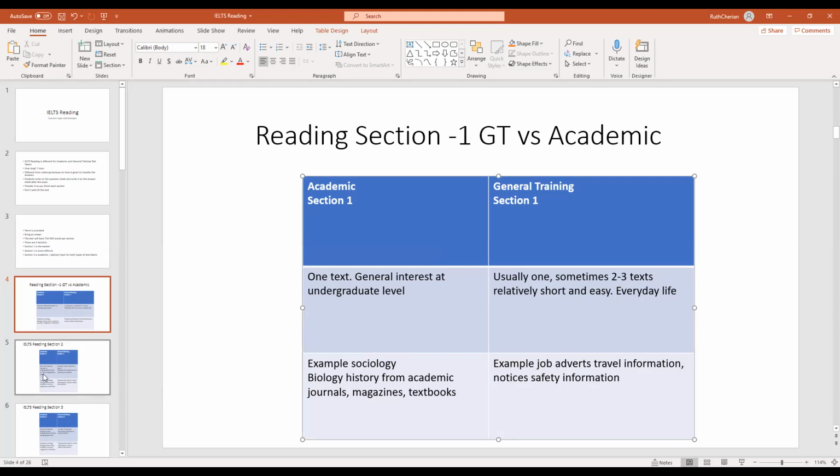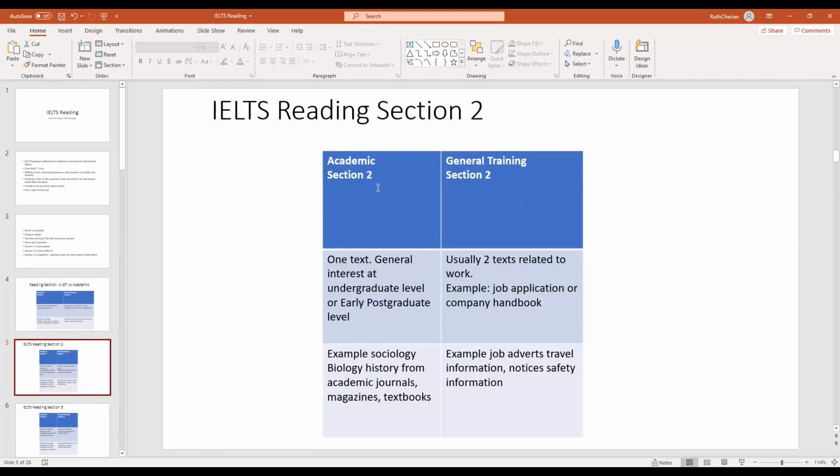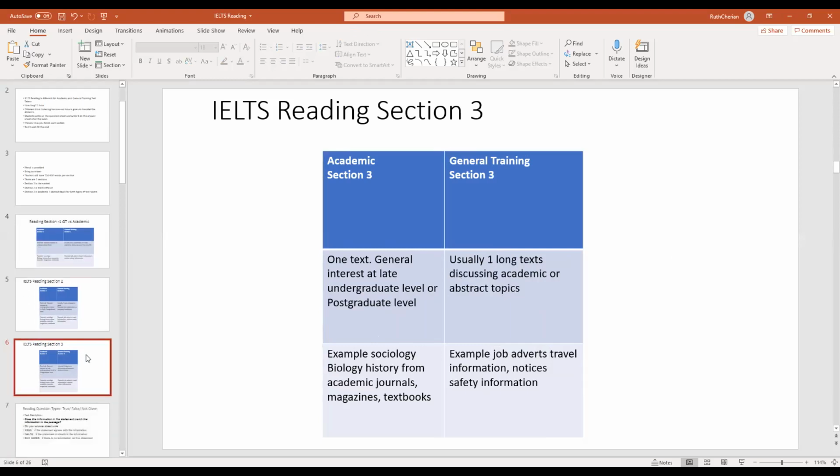It's clear. Okay. Section 2 of your IELTS academic, you're going to get one text, and it's going to be at an undergraduate level or an early postgraduate level. It's academic, it's purely academic. It's borrowed from the same sources as section 1. And section 2 of general training is usually 1 or 2 texts. It's related to something to do with work, either employers, employees, workers, worker rights, unions, something to do with these kinds of topics.